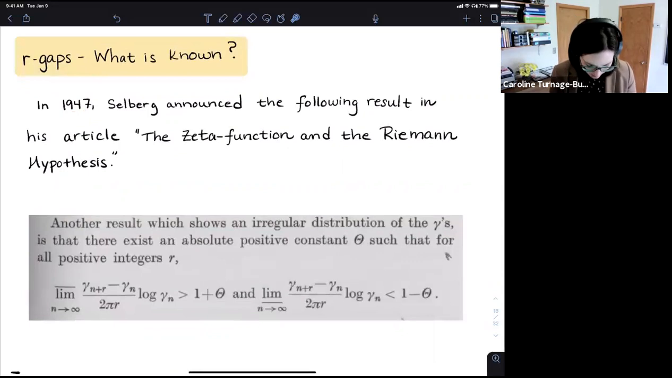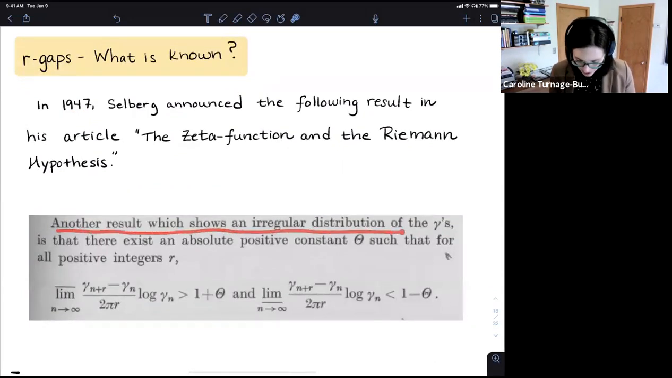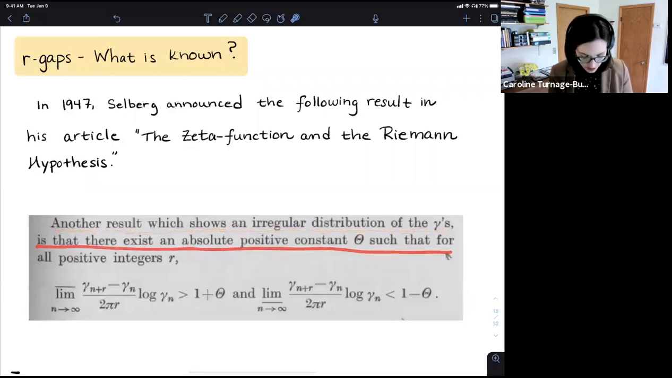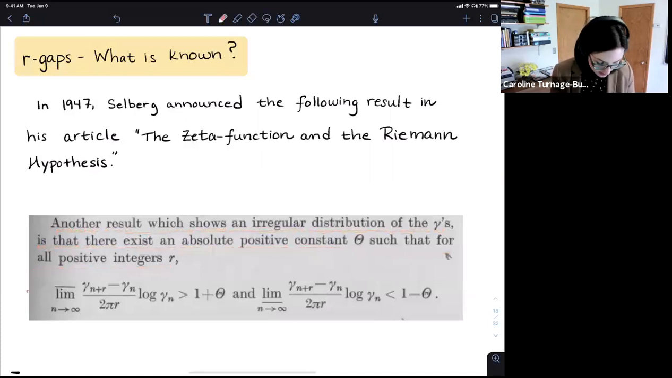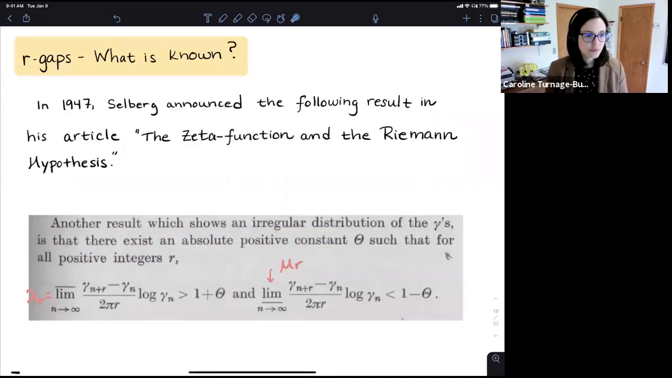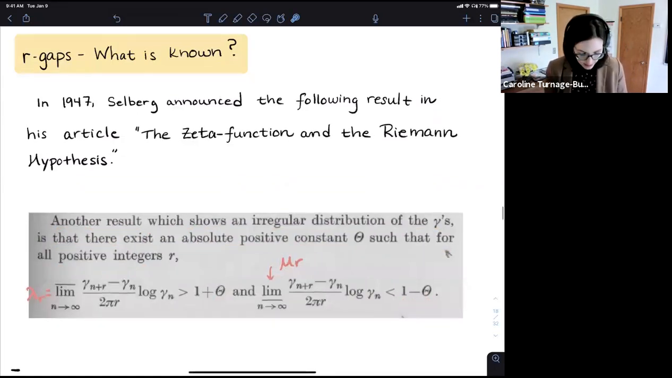He said, another result which shows the irregular distribution of the gammas is that there exists an absolute positive constant theta such that for all r, the lim sup of this is bigger than 1 plus theta, and the lim inf is less than 1 minus theta. So he's saying that the lim sup should always be bigger than 1, and we have an absolute constant. And the lim inf should always be less than 1, and there's an absolute constant that achieves this. Okay, so that's in his 47 article.